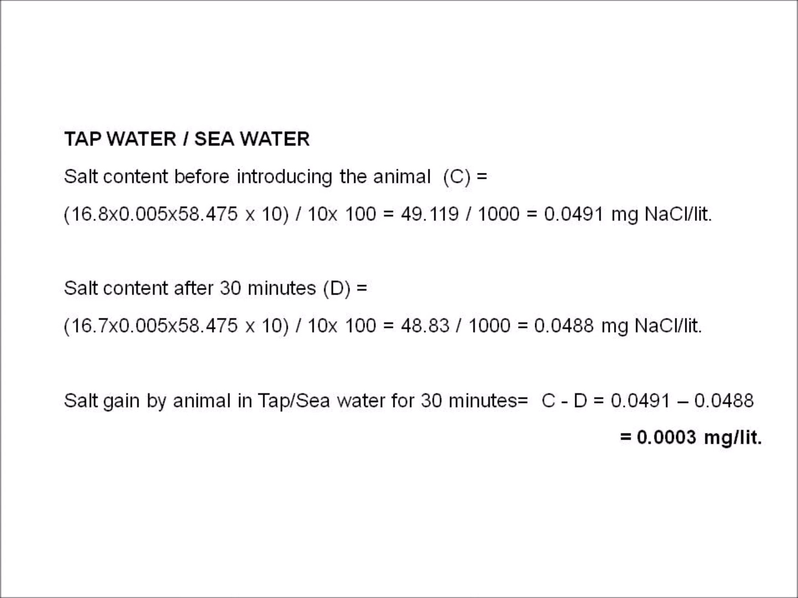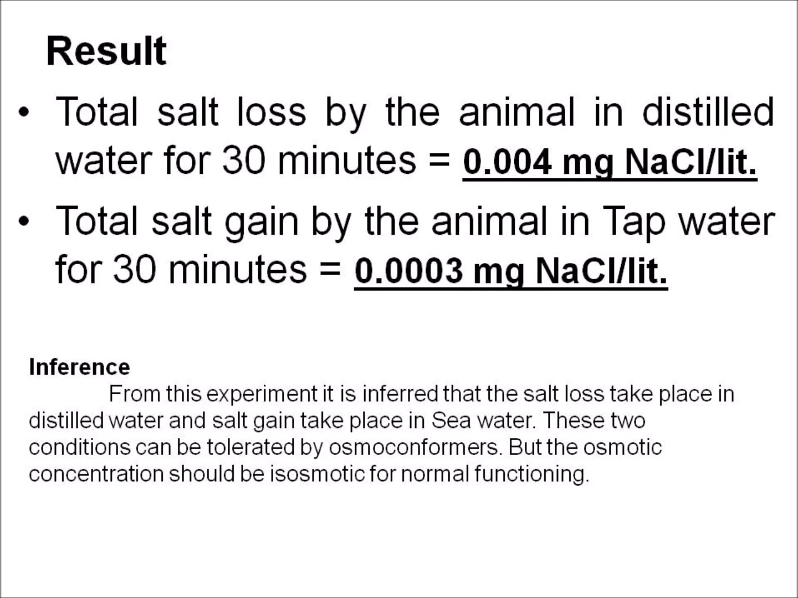Salt content before introducing the animal, that is the initial value, we can take it as C, that is 0.0491 milligram sodium chloride per liter. Then the salt content after 30 minutes is considered as D, the value is 0.0488 milligram sodium chloride per liter. So what is the salt gain by the animal in tap or sea water for 30 minutes? That is C minus D. 0.0491 minus 0.0488, that is equal to 0.0003 milligram per liter.